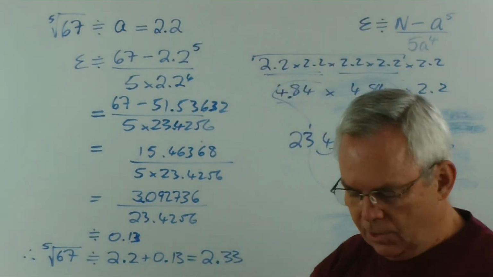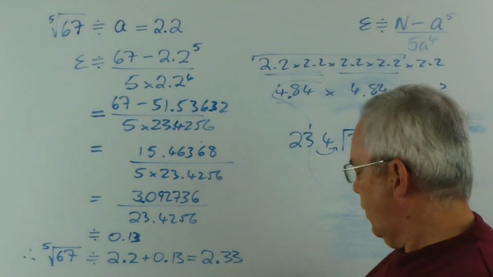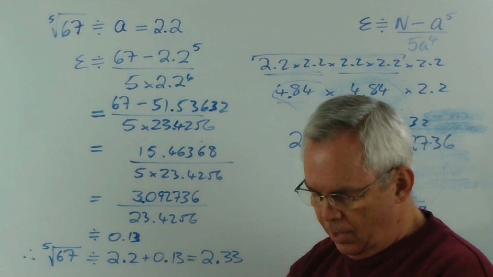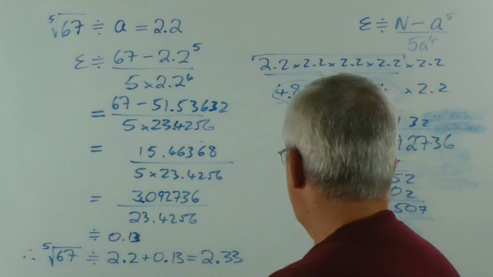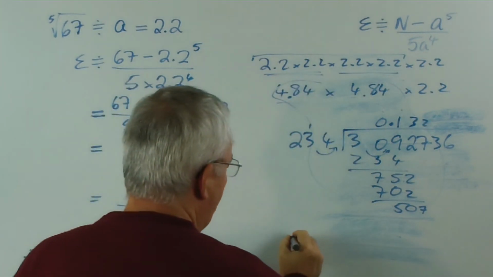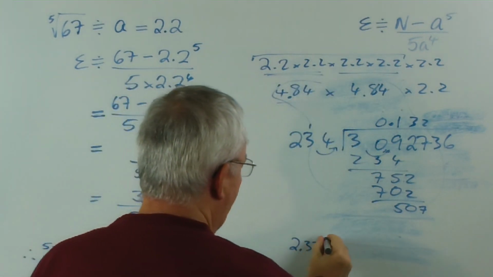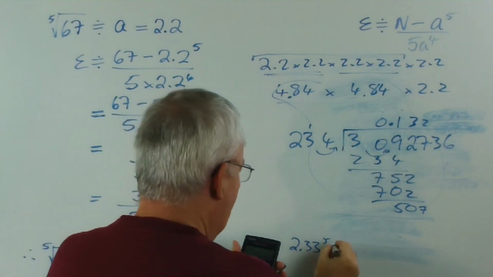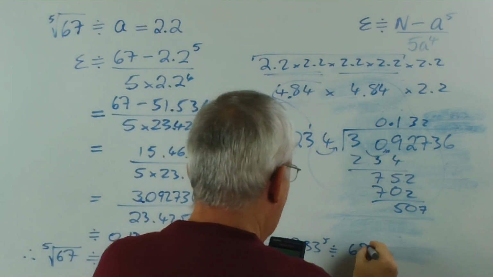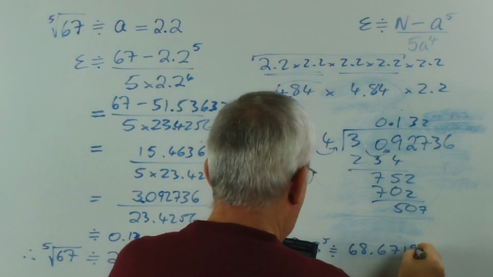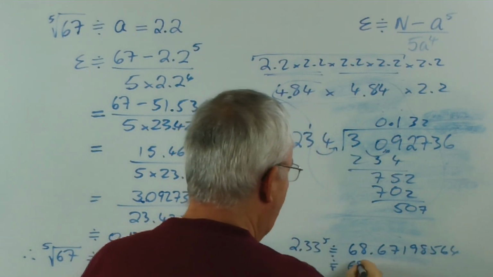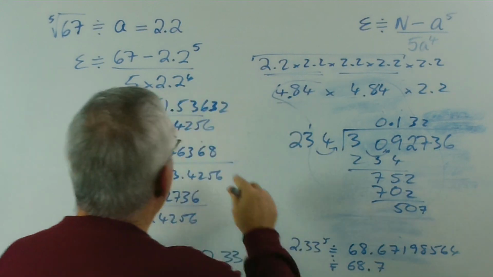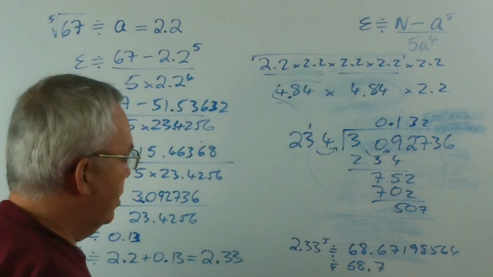I should need my glasses as well. 2.33 to the power 5 is actually getting up there fairly close. 2.33 to the power 5 is approximately 68.67198564, which is approximately 68.7. So you can see it's getting quite close to 67.